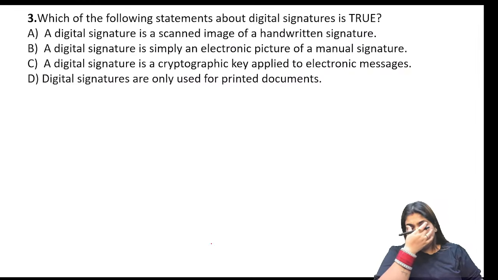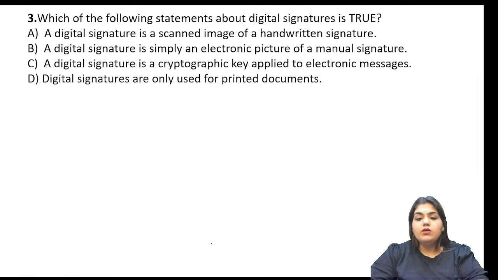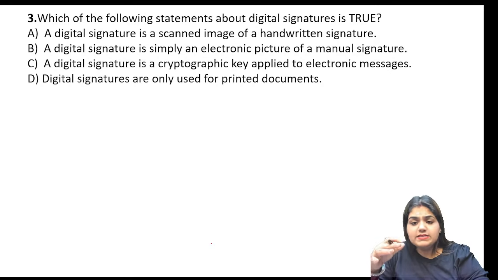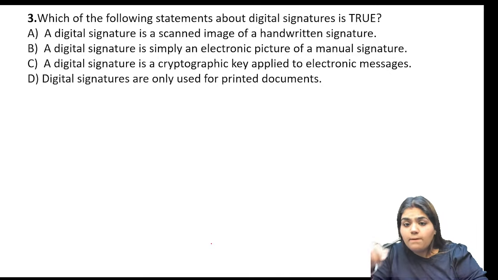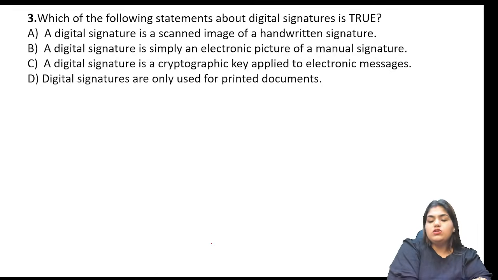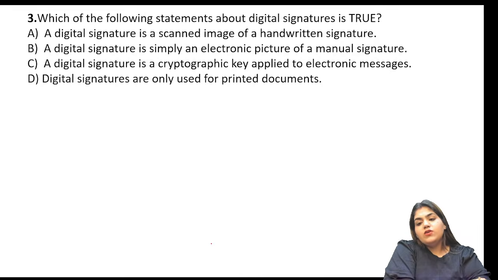Next, which of the following statements regarding digital signature are true? Digital signatures are what? They are the encrypted keys in electronic messages. They are not photocopies of the manual signature. They are made using technology. Digital signatures are made using technology. So statement number C is correct.